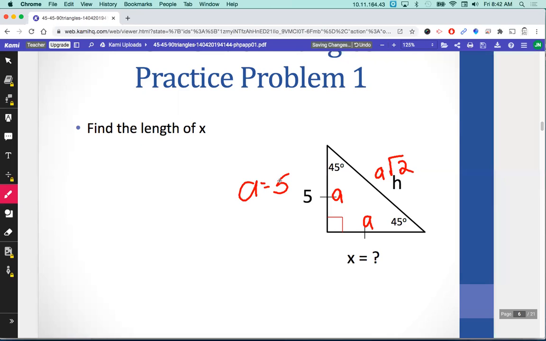Well, then I take that value of A and I plug it into the other two side lengths. I know this equals 5, so X equals 5. If we were looking for the hypotenuse, we could plug that 5 value in for A here and get 5 radical 2 for the hypotenuse length. But the question they were asking for in this case was what the other leg was.